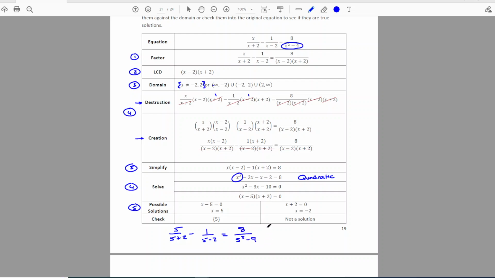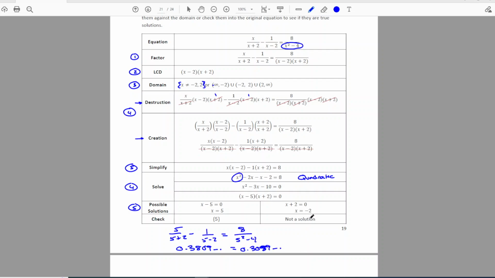Now I'm not going to do some big laborious check. I'm literally going to plug it into my calculator. So I'm going to plug in 5 divided by 7 minus 1 divided by 3, and I get this awful decimal. Okay, I get 0.3809... But when I go to plug in the other side, which is 8 divided by 25 minus 4, which is 21, I get that exact same decimal. So that answer is good. That's going to be a true solution to the question.